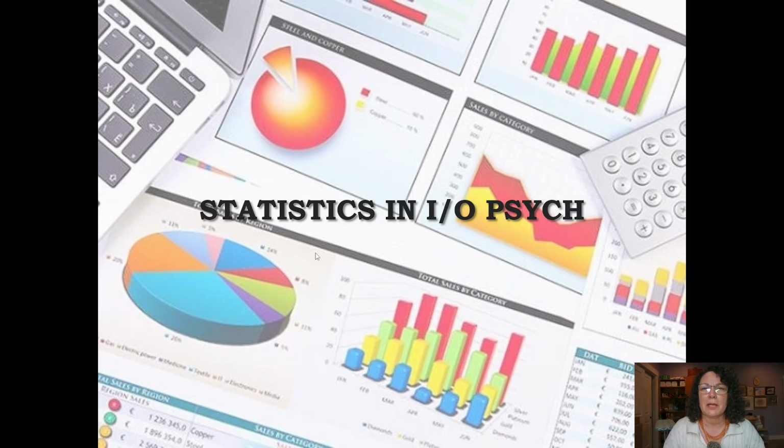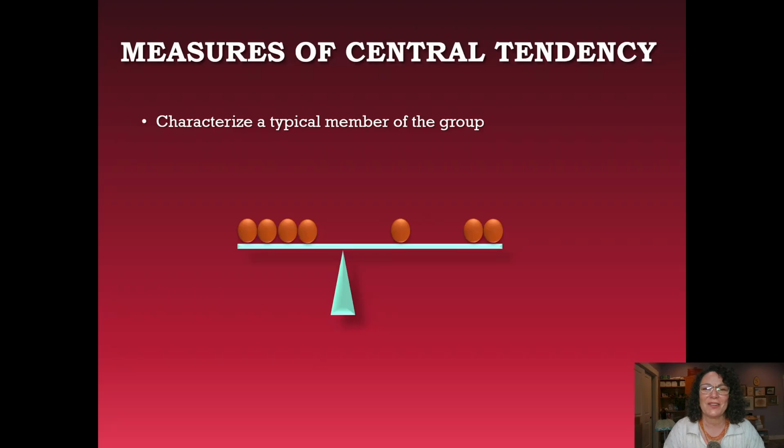All right, a little bit of statistics. So, simple things. I want to look at just some major concepts for us. When we talk about descriptive statistics, there are two main measures that are included in descriptive statistics. The first ones are measures of central tendency. Really, these are looking to characterize a typical member of the group.